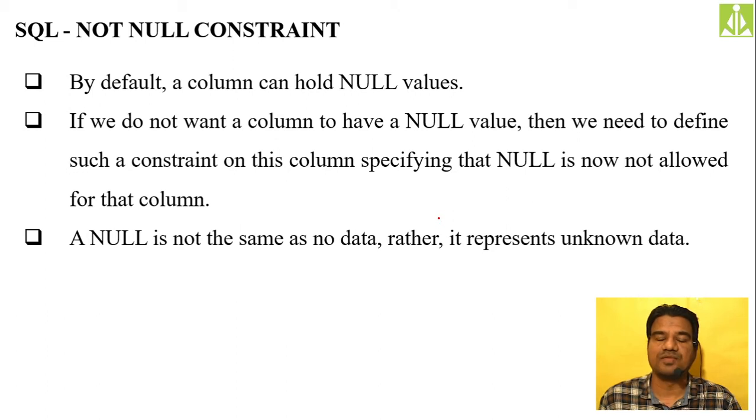So the first constraint type is the NOT NULL constraint. By default, a column can hold null values. If you don't make a particular column NOT NULL, it will take even null values as well.